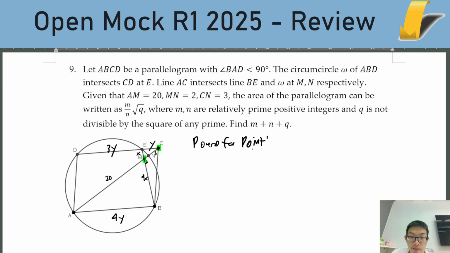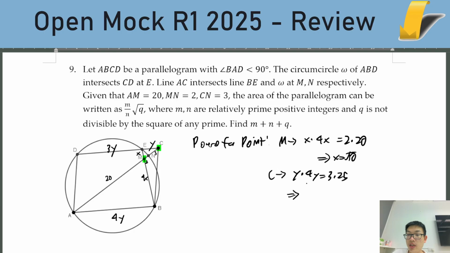Okay, so for m, x times 4x equals 2 times 20, which would give you x equals root 10. For c, you get y times 4y equals 3 times 25, which gives you y equals 5 over 2 root 3.